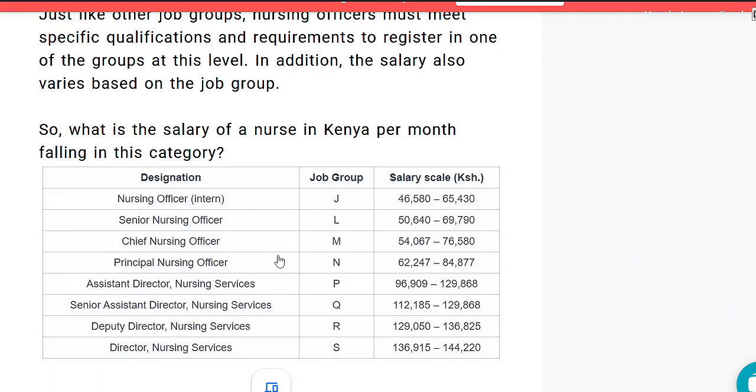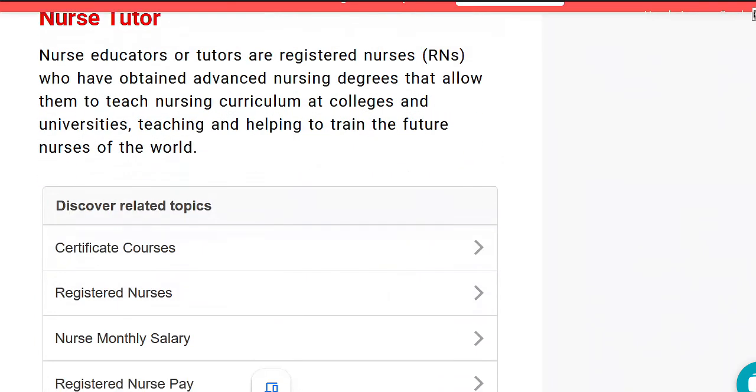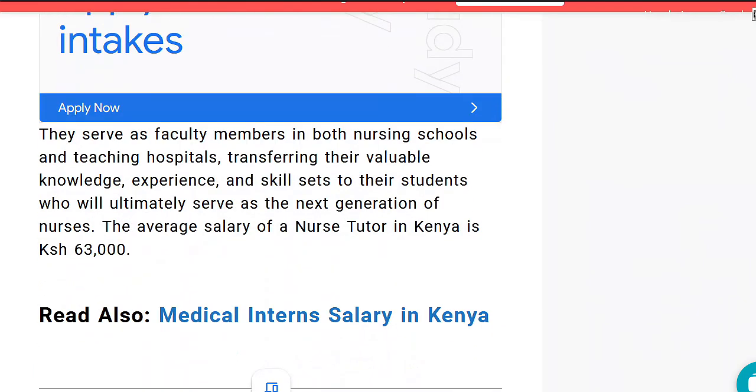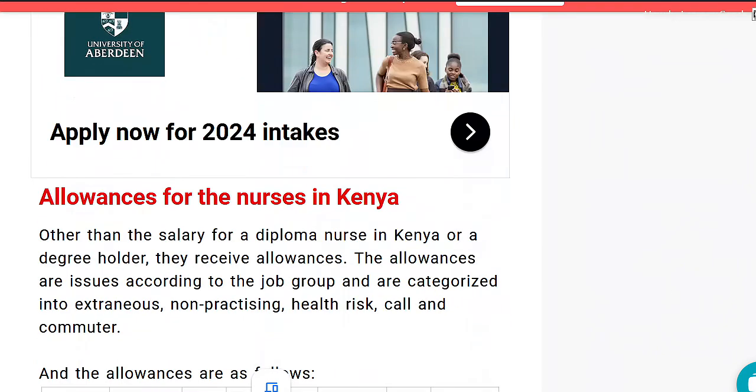As I mentioned, they keep on changing with time. Then you have the nurse tutor. This is like the lecturer who teaches in institutions like KMTC. The average salary of a nurse tutor in Kenya is 63,000 Kenya shillings.